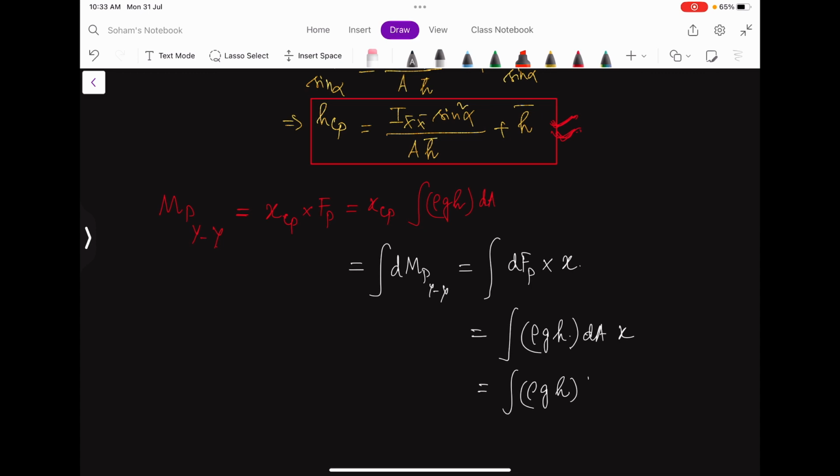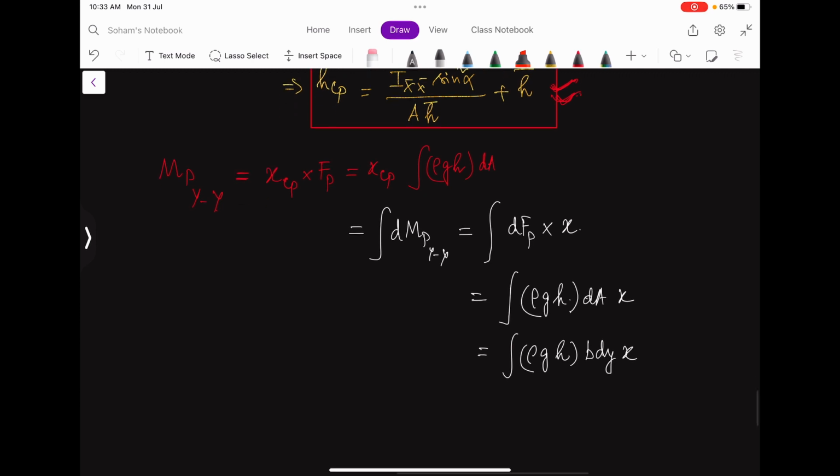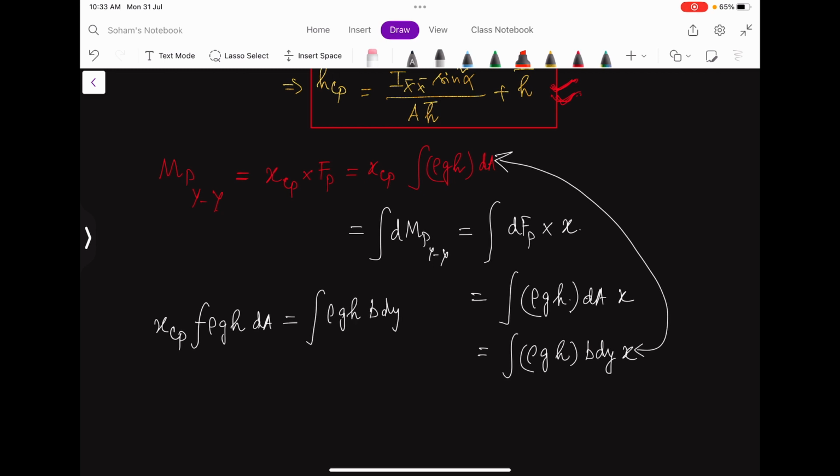I am doing it a bit faster, but I want you to do all these things by yourself. Just consider the gauge pressure, because of the simplicity. So these two things are again equal, right? Then I am directly writing this rho gh dA is equal to this rho gh b dy x. Rho g are cancelled out.